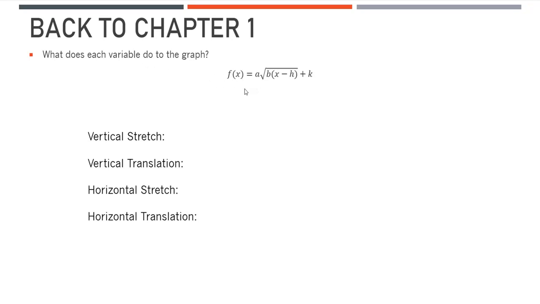So we have our four variables being used, a, b, h, and k. So our a value, that's our vertical stretch. Our vertical translation is our k value. Both of these affect our y, or the height of our graph. Our b value and our h value, those both affect our x values.